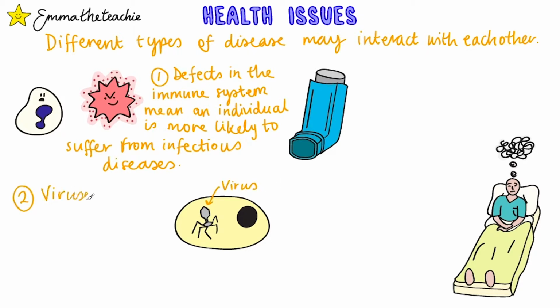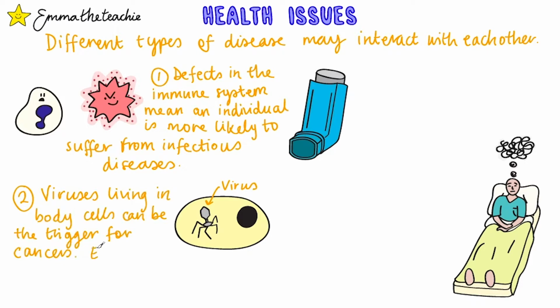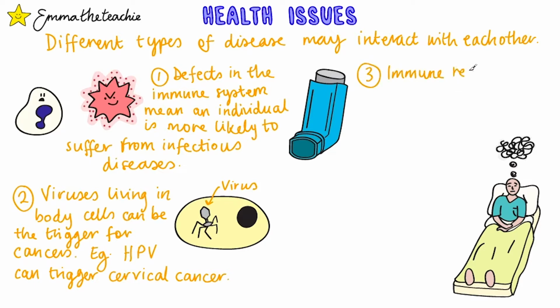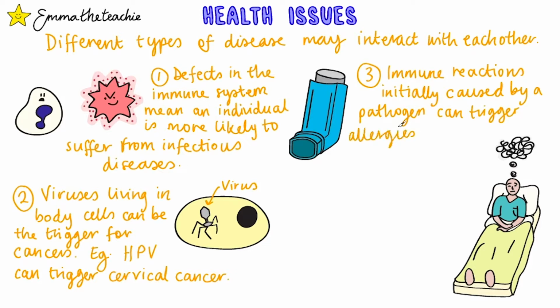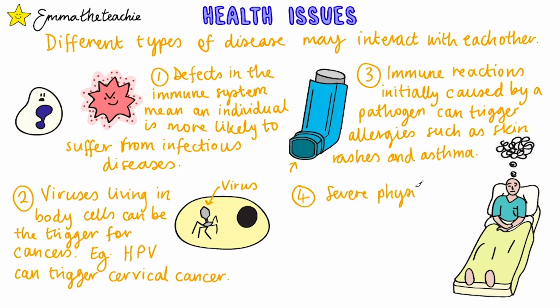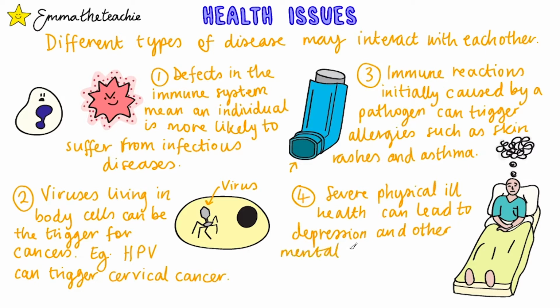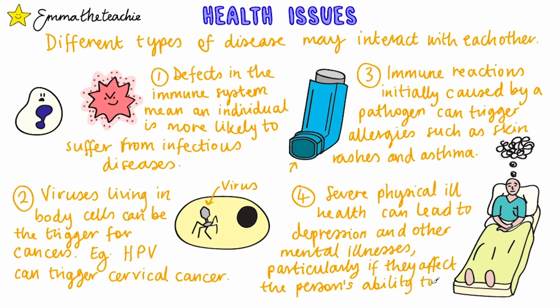Viruses living inside body cells can be the trigger for certain cancers. For example, the human papillomavirus, or HPV, can trigger cervical cancer. Immune reactions initially caused by a pathogen can trigger allergies, such as skin rashes and even asthma. Severe physical ill health can lead to depression and other mental illnesses, particularly if they affect the person's ability to do everyday activities. For example, if somebody is bedridden.